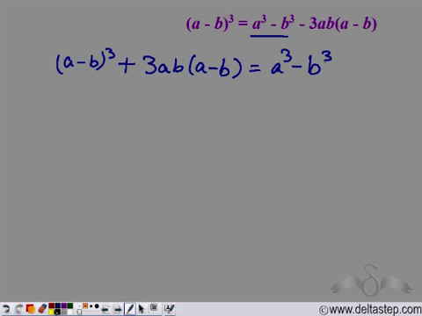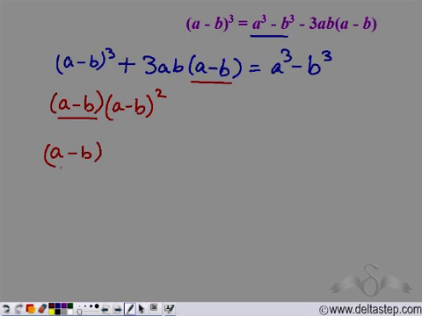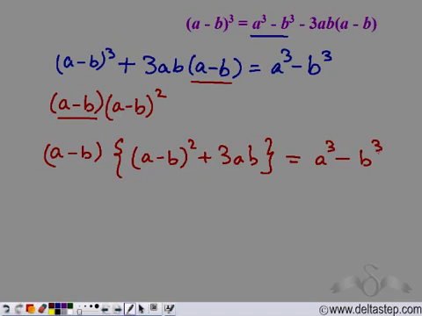This is what we have. Now notice that a minus b whole cube is a minus b into a minus b whole square. This gives us a minus b whole cube. So a minus b is multiplied with this. Here a minus b is multiplied with 3ab. So we can take a minus b common from both the terms because it is multiplied with something in both the terms. So we have a minus b into a minus b whole square plus 3ab. This is equal to the right hand side, which is a cube minus b cube.